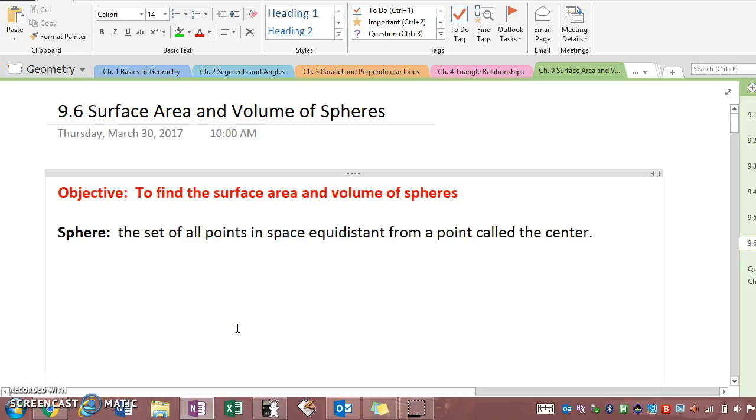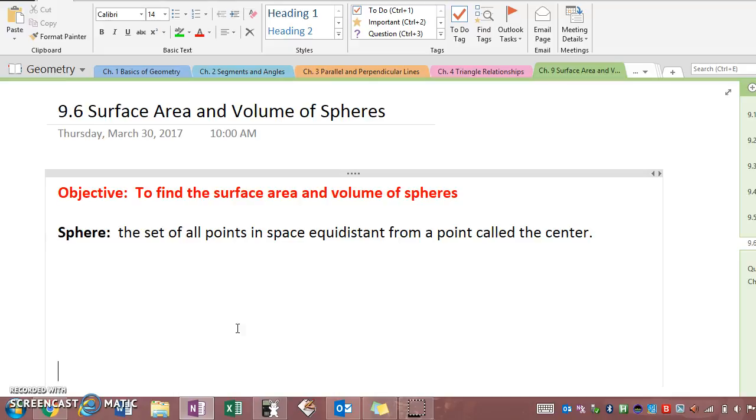Today's lesson is on finding the surface area and volume of spheres. So for this section of our chapter, the only figure we'll find surface area on is the sphere. Your next quiz will be on volume of all the three-dimensional figures, but also surface area of a sphere.